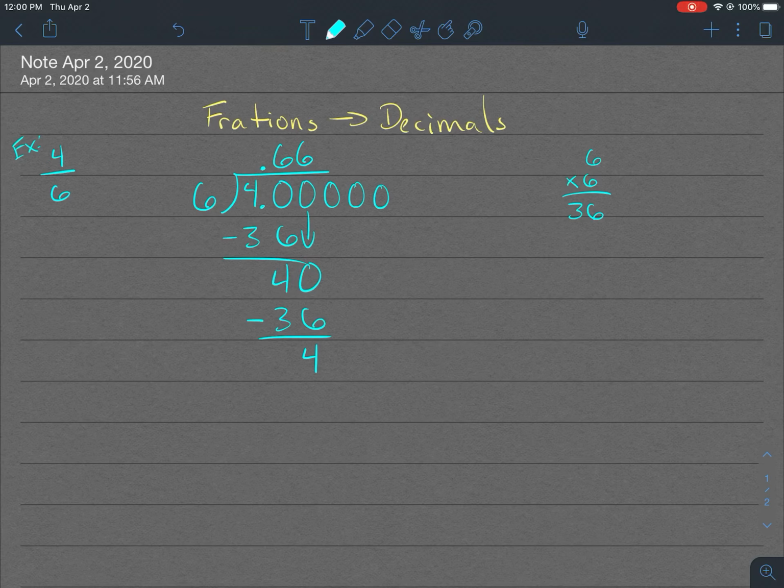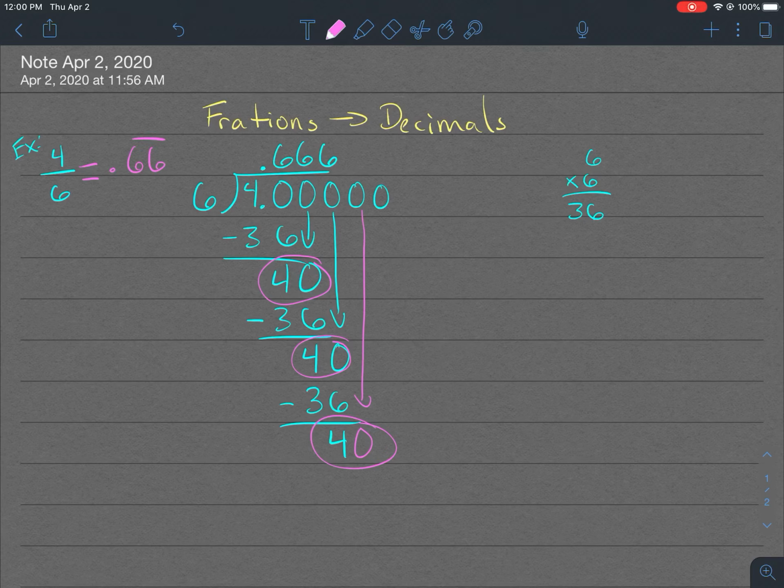Let's do it one more time just to make sure that the pattern is there. So this 0 comes all the way down now. I got a 40 again. So 6 goes into 40 6 times. 36 again. And it's just going to keep repeating over and over again. If you notice, you got 40, 40, and then if I bring this one all the way down, what do I get again? 40. So if you have that repeating over and over again just like that, the answer up here is already done. So the answer to this is 0.66 repeating forever and ever.